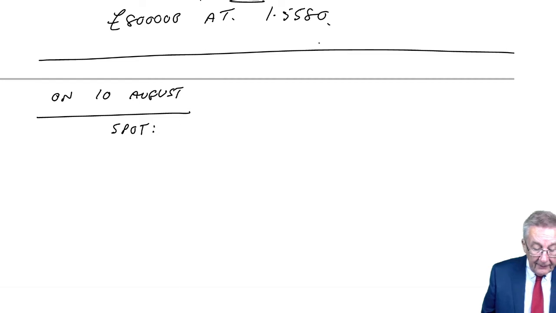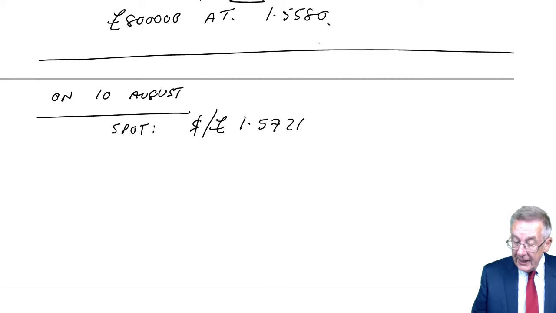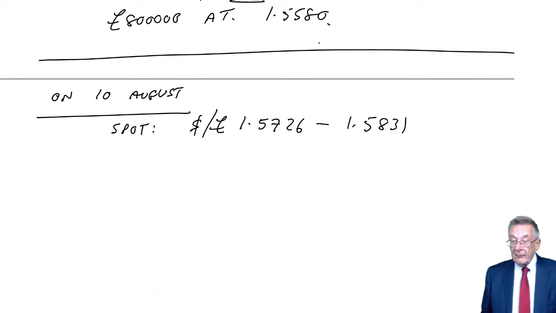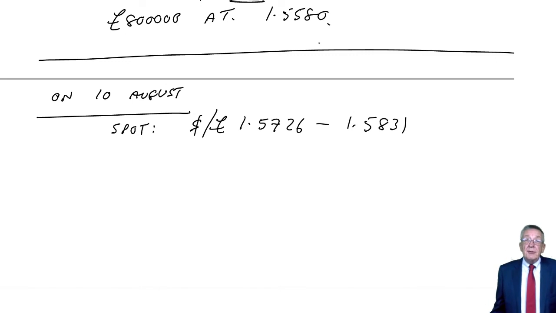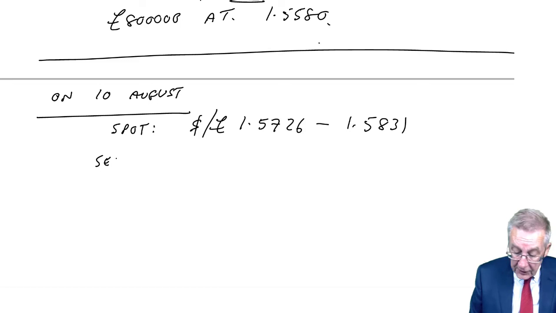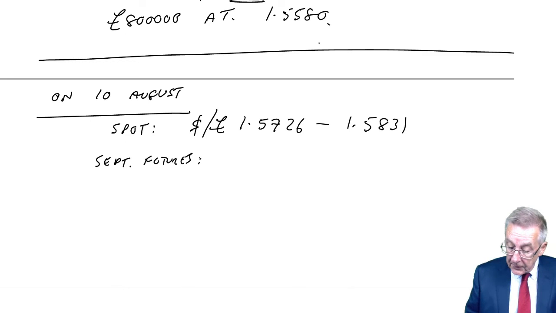So what will the spot be? If it's gone up by 0.02, the spot rate will have moved to 1.5726. I've added 0.02 to 1.5831. As I said, although they're two different things, as spot rate goes up and down, the futures price also goes up and down. So the price of September futures today is 1.5580. If it goes up by 0.02, it'll be 1.5780.